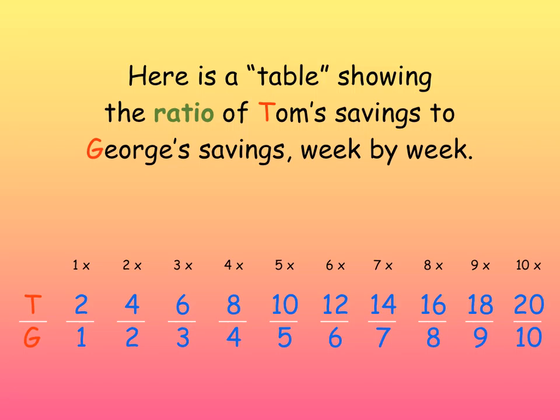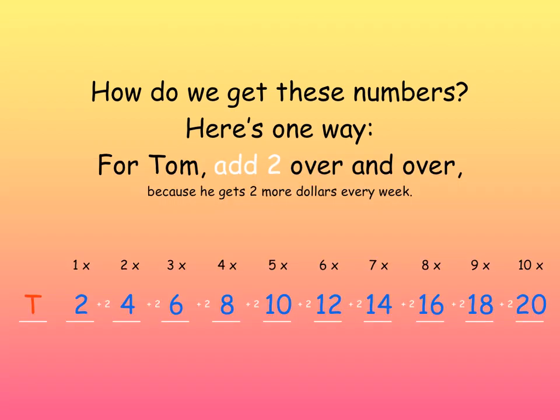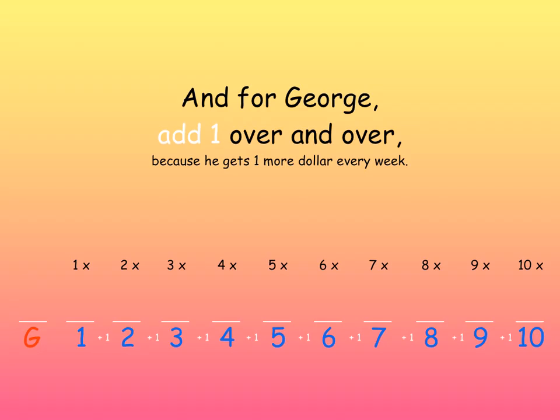Here's a table showing the ratio of Tom's savings to George's savings week by week. You see in the first week it's 2 to 1, second week 4 to 2, third week 6 to 3, 8 to 4, 10 to 5, and so on. How do we get these numbers? Well, here's one way. For Tom, just add 2 over and over because he gets $2 more every week. 2 plus 2, 4 plus 2, plus 2, plus 2. And for George, add 1 over and over because he gets $1 more every week. 1 plus 1 is 2, 2 plus 1 is 3, and so on.